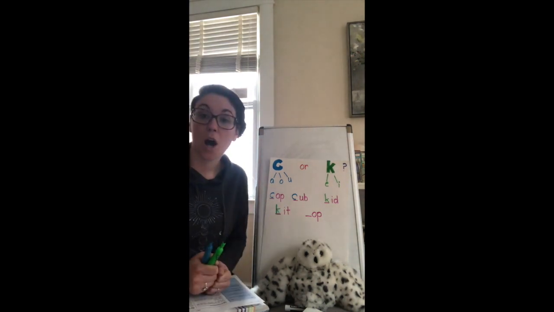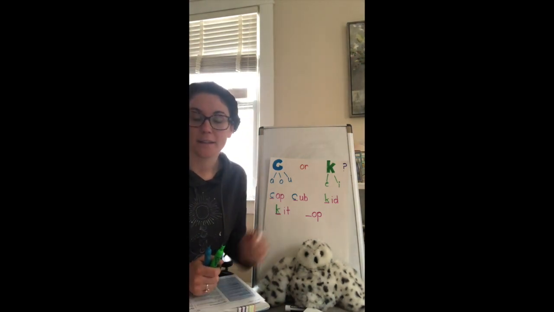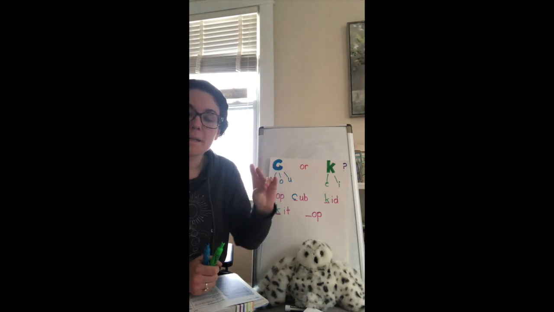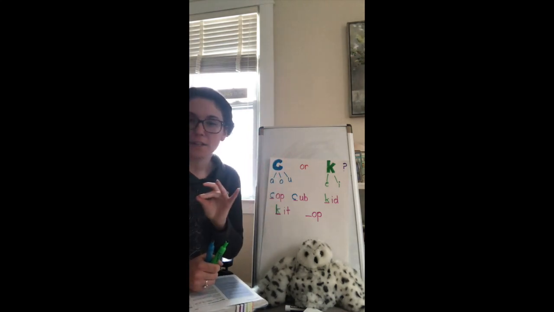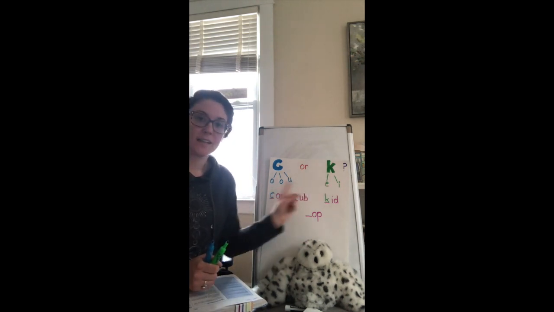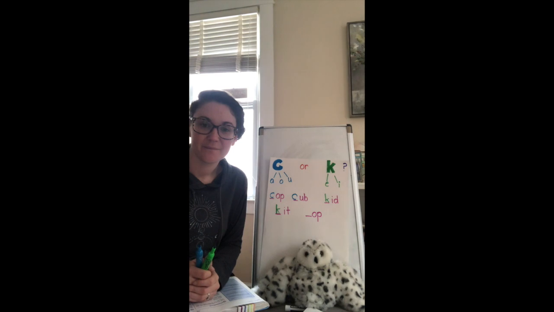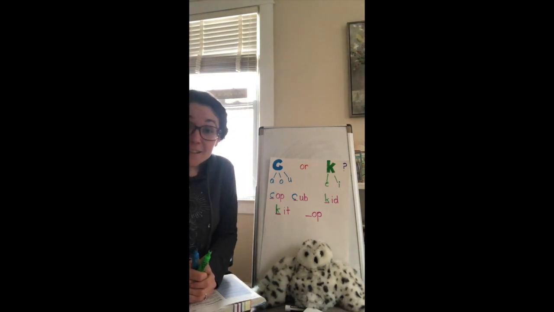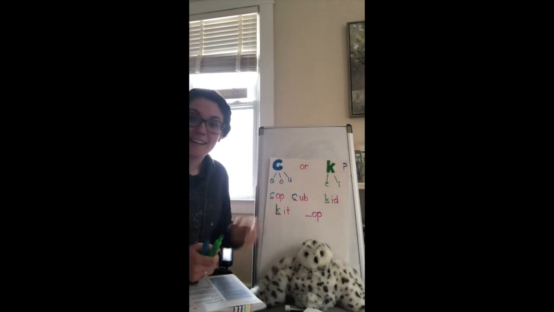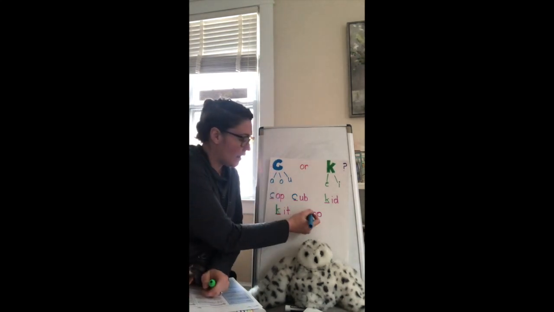Last one, cop. Everyone say cop. Now let's tap it out. K, p. K, p. The sound after K is o. Do you think it's going to be a C or a K? We can use the chart to help us. If you said that it was going to be a C, you would be correct because O means that the first letter is a C.